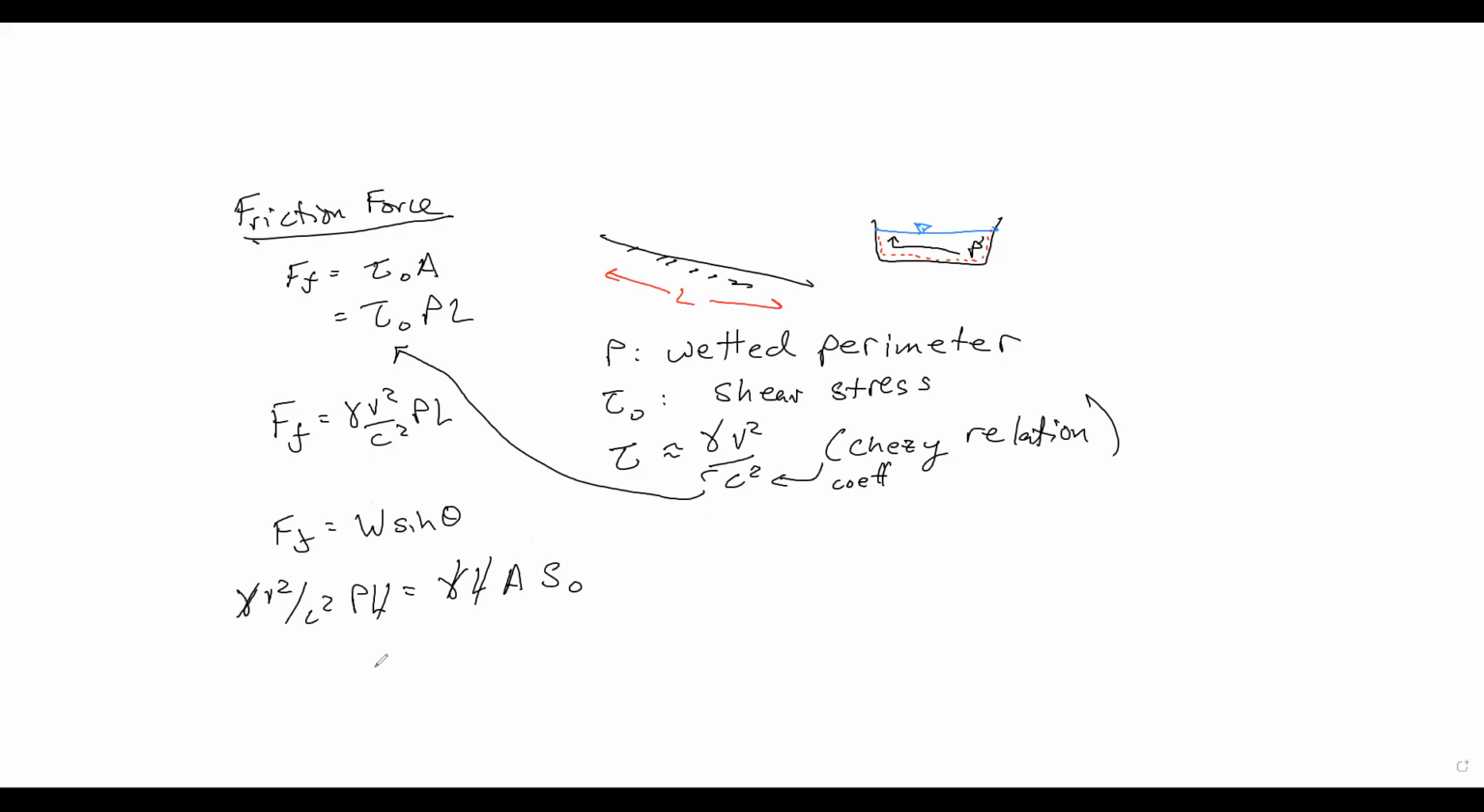And what are we interested in solving for? Well, we want a relationship between velocity and bed slope and depth and all that good stuff. So what we're going to do is solve for V. We'll say V is equal to this Chezy coefficient times the square root of A over P times S naught. Or define a new term. I think we talked about this in pipe flow, but this is called the hydraulic radius.